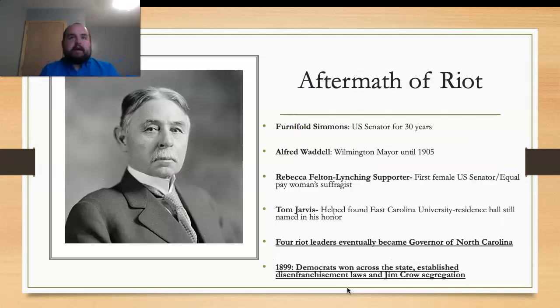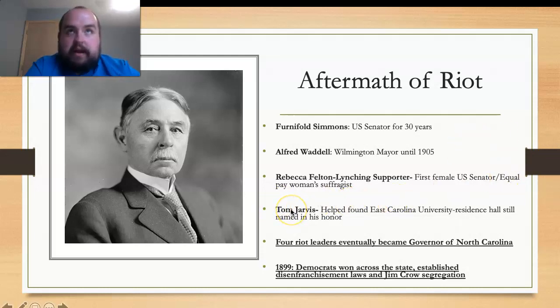So, looking at the aftermath of the riot, I want to look at what happened to some of the participants. Furnifold Simmons. After this riot, he was a U.S. Senator for 30 more years. Alfred Waddell. After the mayor resigned, he became the new mayor of Wilmington until 1905. Rebecca Felton, who was a very outspoken lynching supporter and supporter of the riot, actually became the first female U.S. senator. She was essentially given the honor of being a senator for just a very short amount of time as a gesture of goodwill, and became an equal pay woman suffragist.